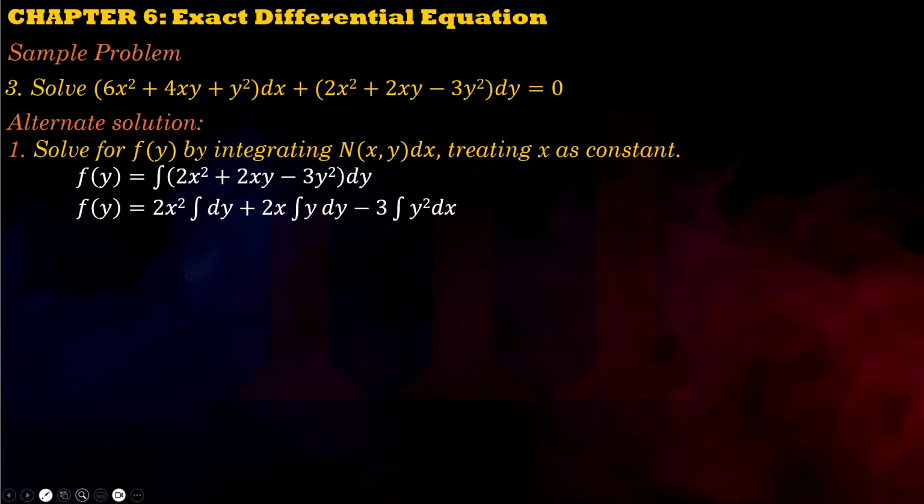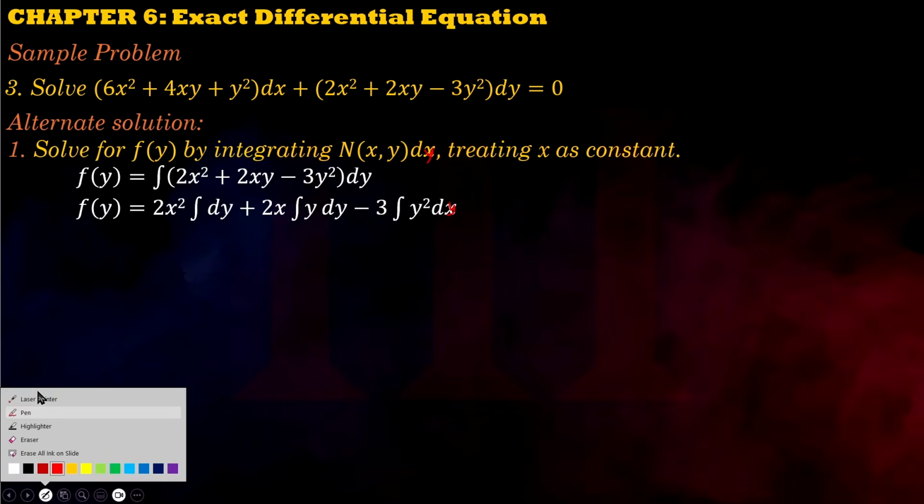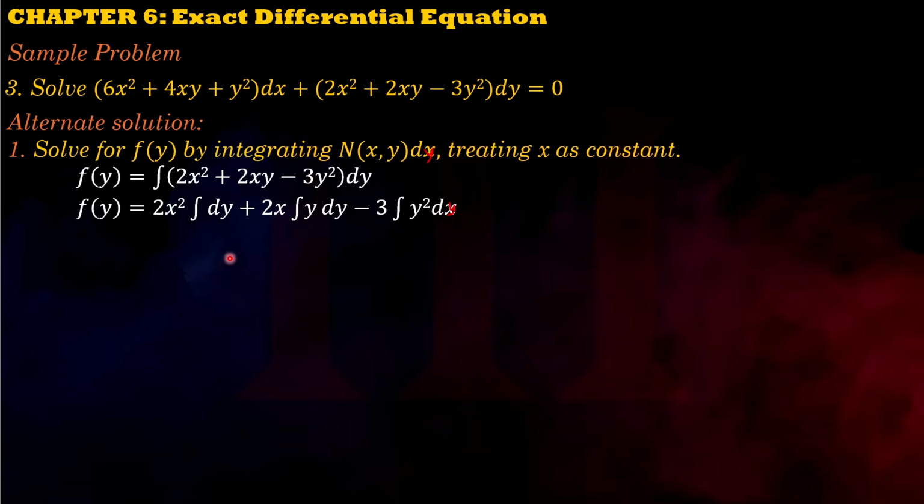This should be dy. Okay, so let's correct it. This is y. This is y. So let's proceed. The integral of dy is simply y. So we have to multiply by 2x squared. So we will come up with 2x squared y. The integral of y is simply y squared over 2 times 2x. So we will come up with xy squared minus the integral of y squared is simply y cubed over 3 times 3. So we will come up with y cubed.